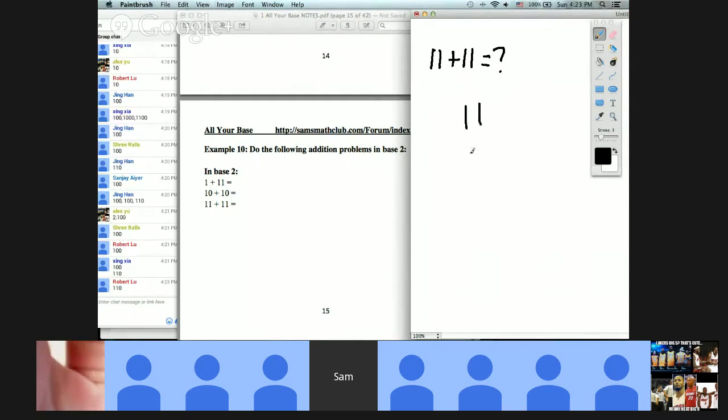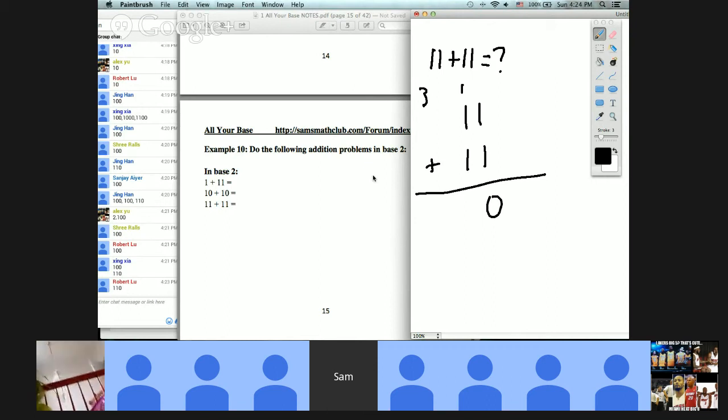So 11 plus 11. Okay, 1 plus 1 is 2. You can't have 2, so the 2 carries 1 over here, and this becomes 0. Now you have 1 plus 1 plus 1, which is 3. Again, you can't have 3 since it's greater than 1 and you're using base 2. So you minus 2 from the 3 to carry, and 3 minus 2 leaves you with 1. Initially it was 3, and in this 3, 2 carries over here, and then 1 comes down here. Nice job, Robert, Xing, you guys. You get 110.